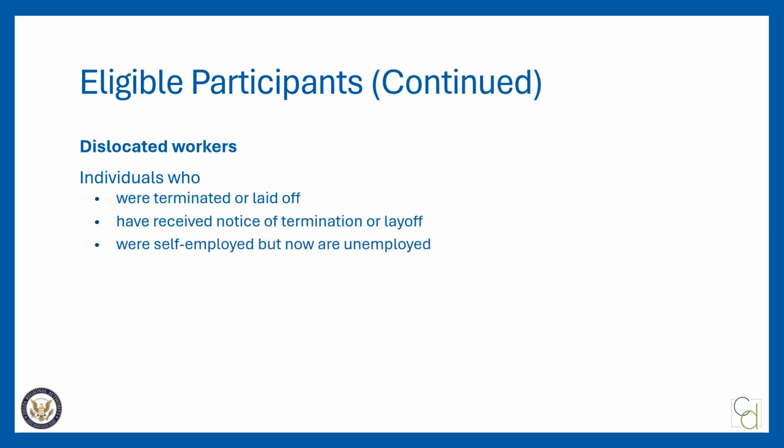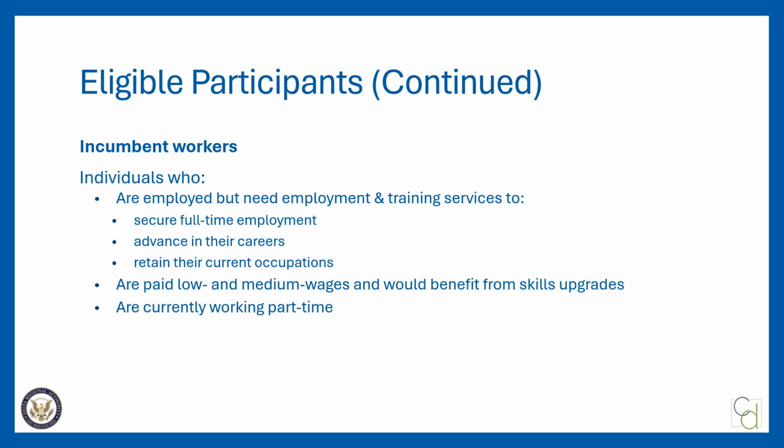The next group of eligible participants is dislocated workers. These are individuals who were terminated or laid off, have received notification of termination or layoff from employment, or were self-employed but are now unemployed. There's a link on page 10 of the FOA that takes you to the legal definition of dislocated worker under the legislation that governs this program, the Workforce Innovation and Opportunity Act, or WIOA. The FOA also notes that you can work with your workforce development agency partners on this because they frequently interpret and apply this definition in their day-to-day work with DOL funds.